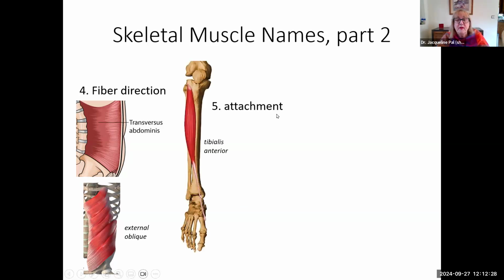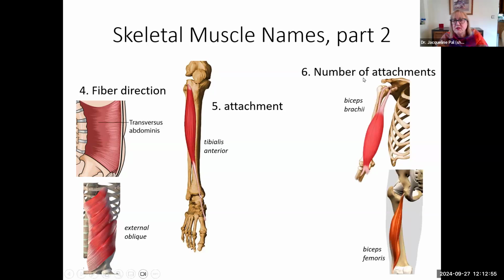Another example for naming has to do with the attachment. So this bone you should know as the tibia. You can recognize it. It's T-shaped at the top. It's flat. And then it articulates with your thigh bone up above. And so this muscle sits right in front of the tibia. So it's called the tibialis anterior, the word anterior meaning towards the front of the body.